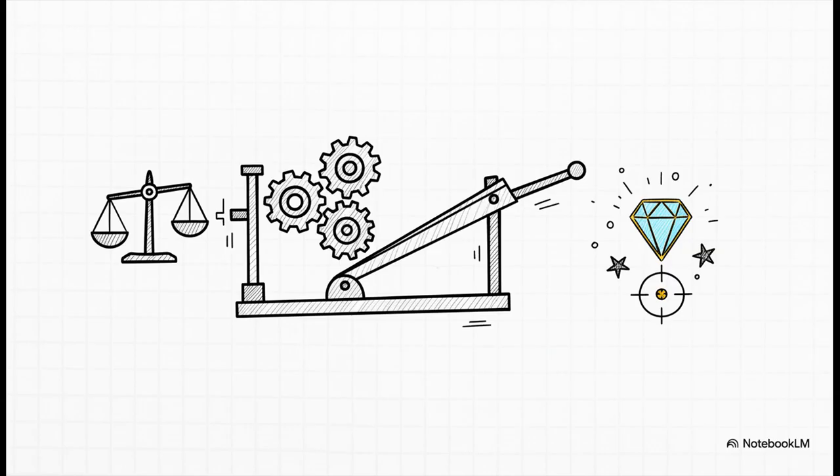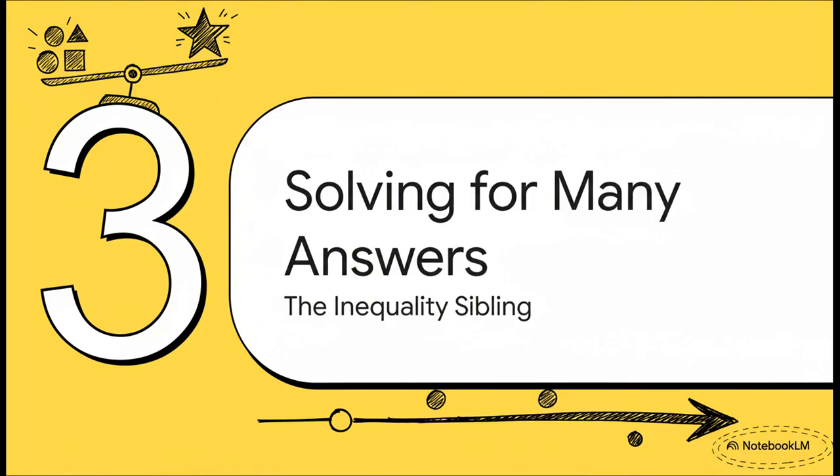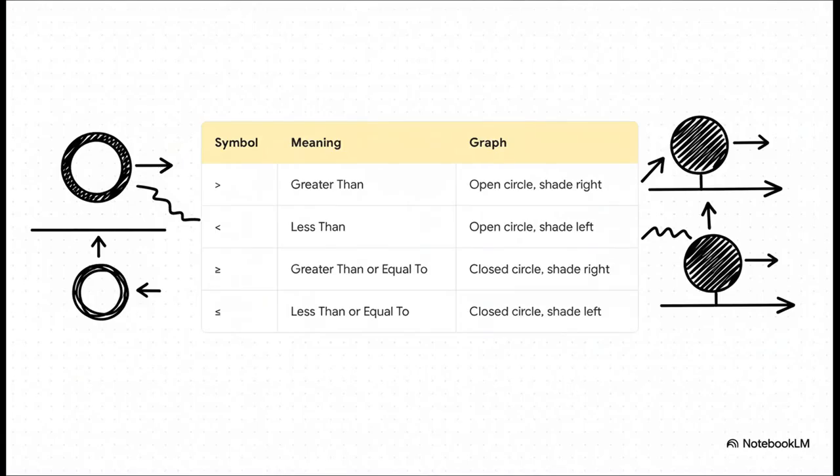But what about its more complicated sibling? Let's move on to inequalities. Now, they look almost the same. And guess what? They follow almost all of the same rules. It's still a balancing act, but instead of finding one single point of balance, now we're finding a whole range of possibilities. Before we start solving, we just need to get the language down. These signs tell us about the kind of answers we're looking for. Greater than and less than use an open circle when you graph them, which just means the number itself isn't included in the answer. But greater than or equal to and less than or equal to, those use a closed solid circle because that number is totally part of the solution.